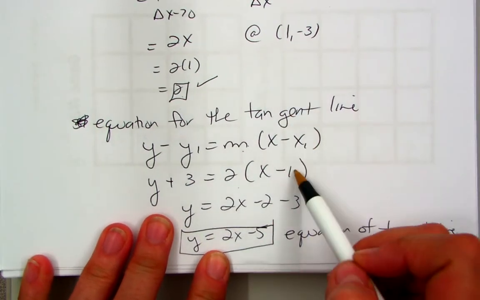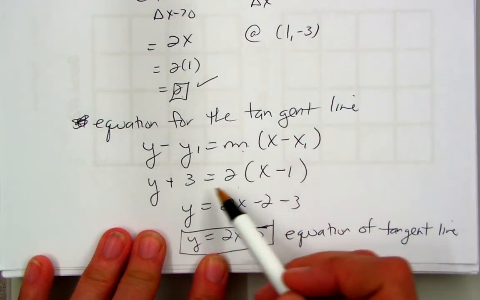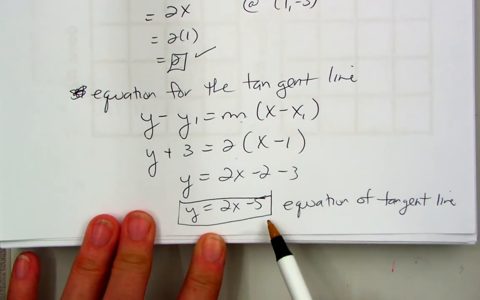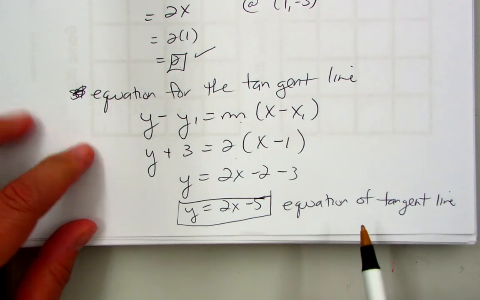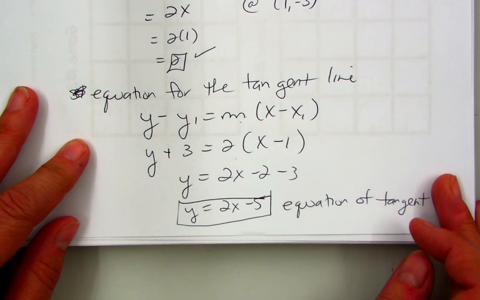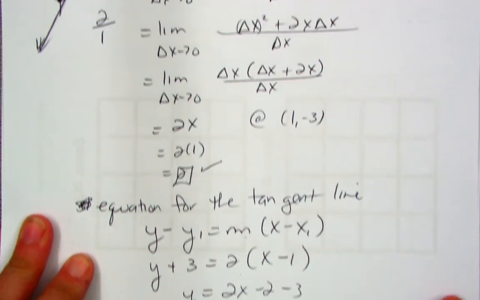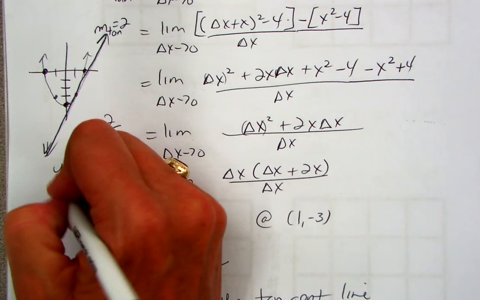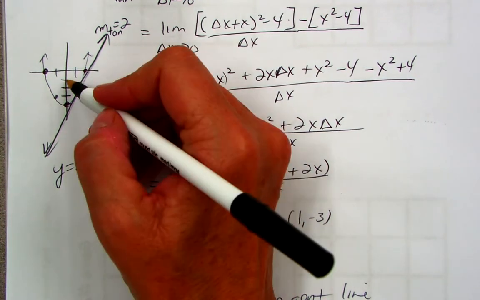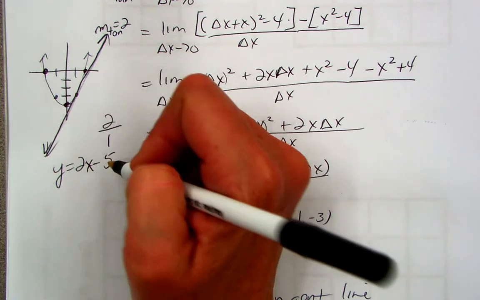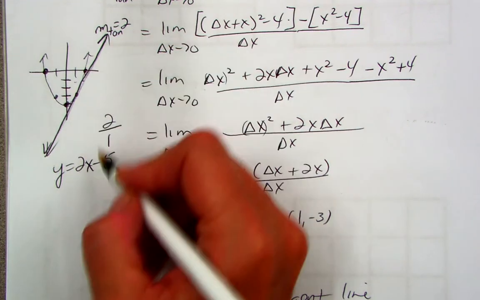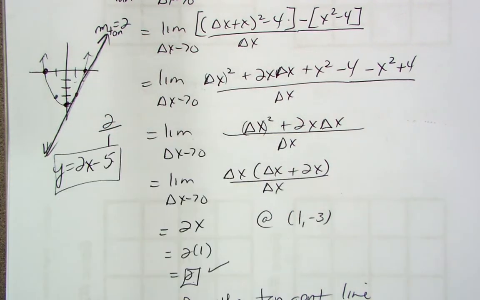So this x value goes here, this y value goes here. Now I'm just going to distribute and subtract 3, combine like terms, and there is the equation of the tangent line. That's y equals 2x minus 5. Let's see. Y equals 2x minus 5. So how do we graph that? We go down to negative 5. And then we go up 2 over 1, up 2 over 1. Oh yeah, that is the equation of the tangent line.